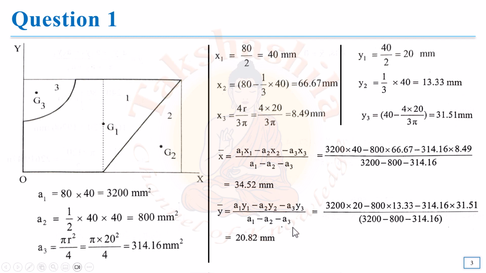The only thing you have to take care of is that when you have hollow sections, those areas should be considered as negative. So I hope you understood the concept. In the next video, we will work out one more problem.